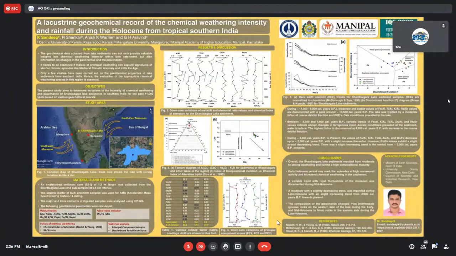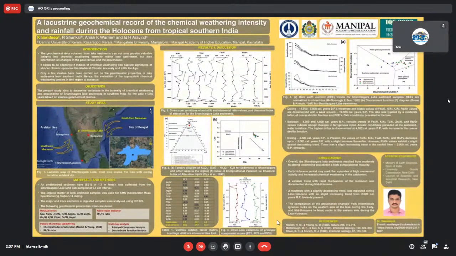So in order to decipher the heterogeneous influx, various metal aluminum ratios like K by Al, Na by Al, Fe by Al, etc. were calculated. And the indices of chemical weathering like chemical index of alteration and rubidium strontium ratio were calculated. And the data was analyzed using statistical methods, using the principal component analysis and discriminant function analysis.